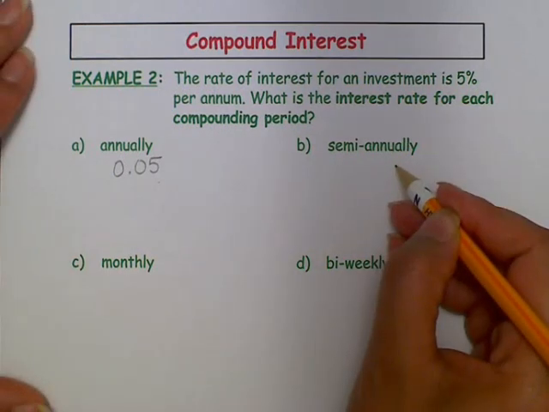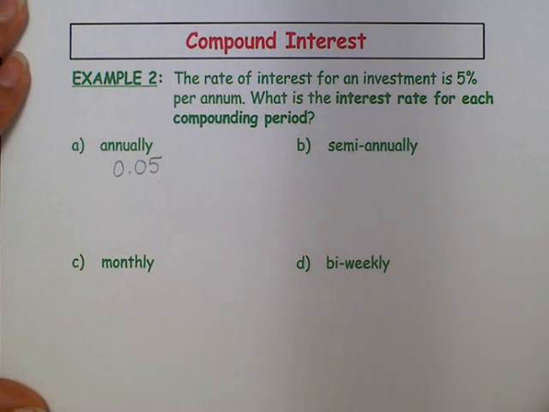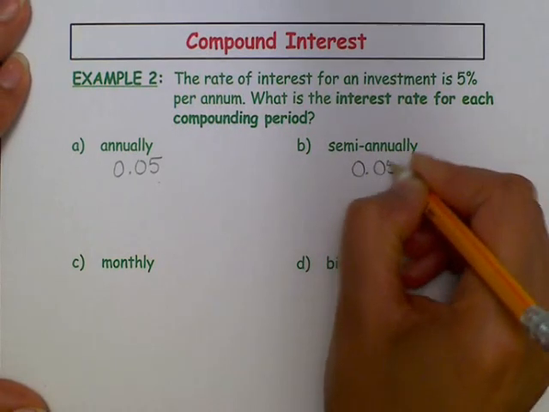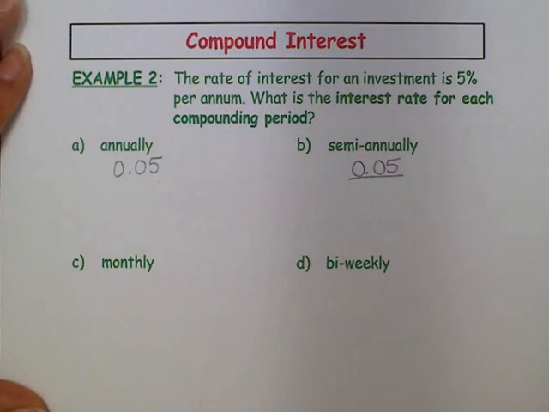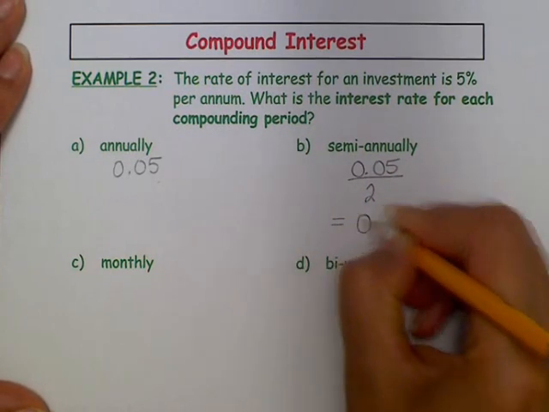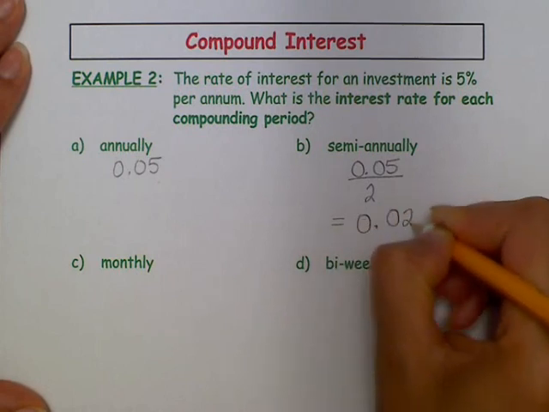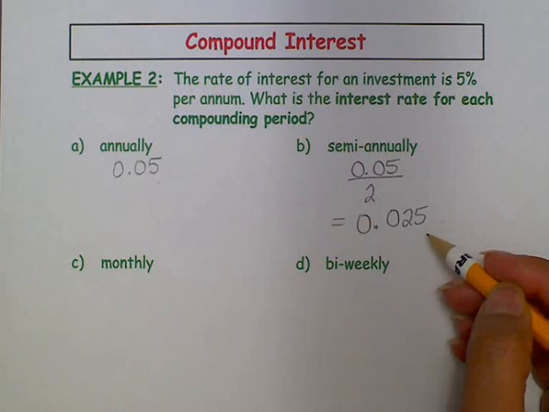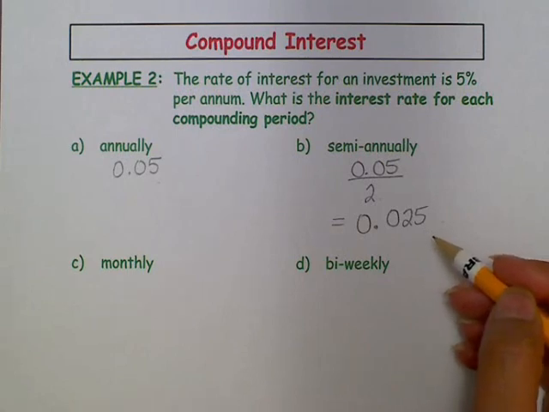If you're looking at a semi-annual compounding period, that means you're earning 5% a year, but interest is being compounded twice a year. So you need to divide the interest rate by 2 to get 0.025. And so that means you're earning 2.5% in interest twice a year for a total of 5% in a year.